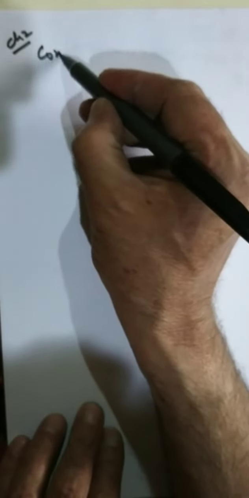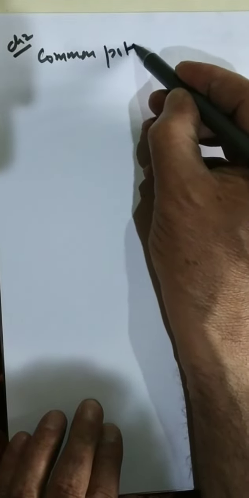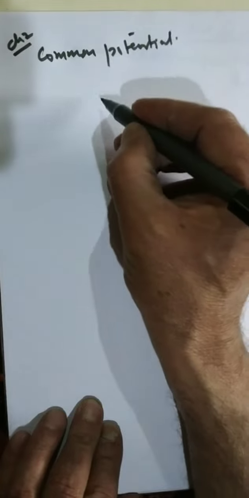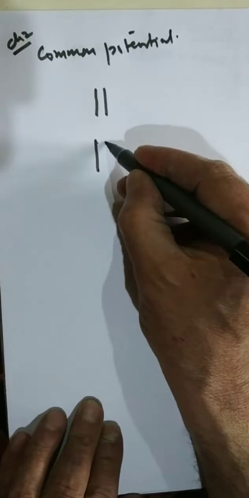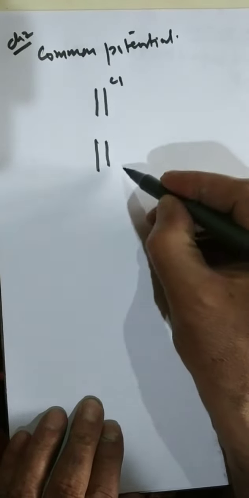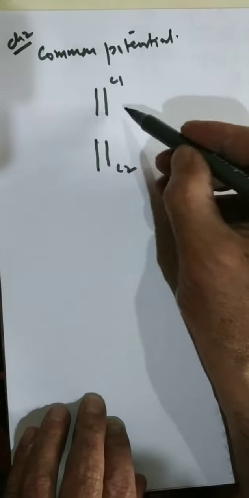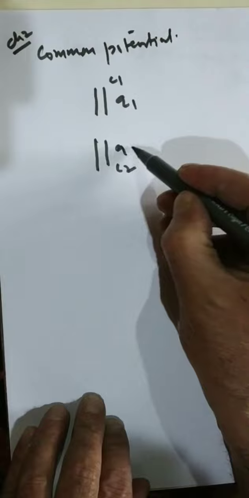तो टॉपिक जो हमें चैप्टर 2 में रहा था वो करेंगे, दैट इज कॉमन पोटेंशियल। Let us suppose that we have two capacitors C1 having capacity C1 and C2, which have charges Q1 and Q2 respectively.